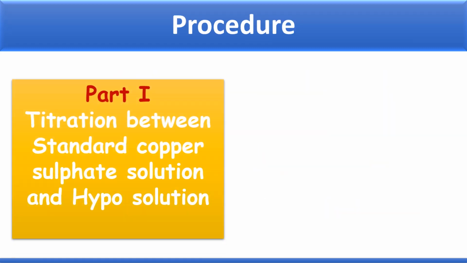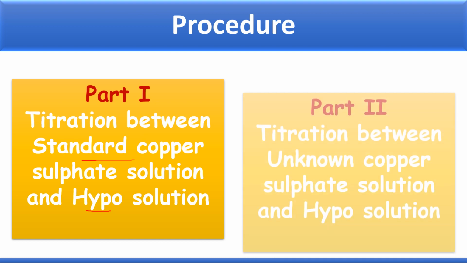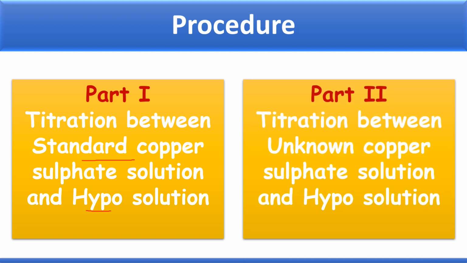Now moving towards the procedure. This titration is carried out in two parts. In the first part, titration between standard copper sulfate solution and the hypo solution is carried out, and in the second part, titration between unknown copper sulfate and the hypo solution is carried out.